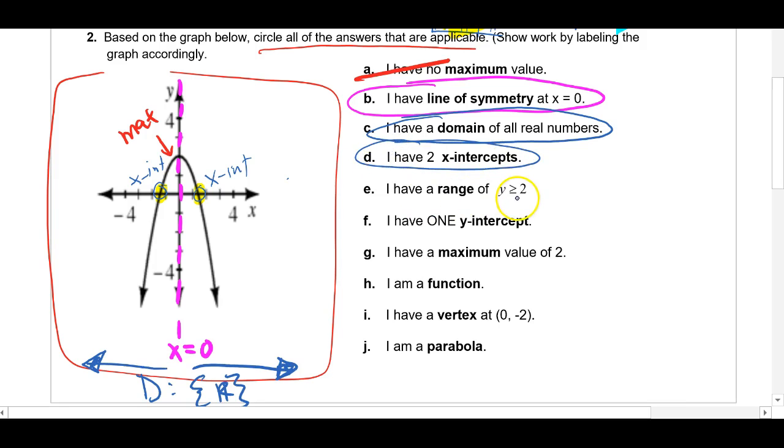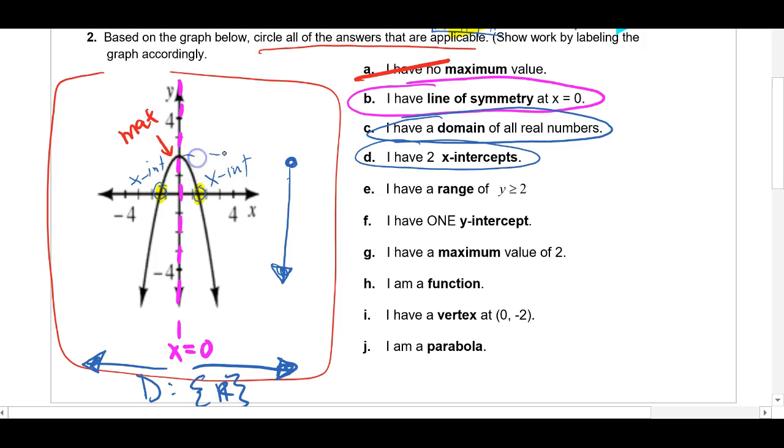I have a range of y is greater than or equal to 2. Okay, well, let's find the range. So first we say, remember for domain we go left and right, and then range we go bottom to the top. Okay, so first I say, does it go down forever and ever? Yes, it goes down forever and ever. Does it go up forever and ever? No, it stops here at this point.